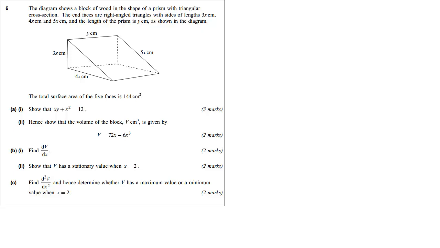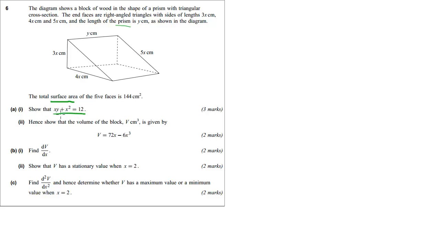So here we have question 6, which is about volume, with a little bit of differentiating going on at the end of question B. So let's get started. We have the total surface area of this shape, this prism. Show that xy plus x squared equals 12.